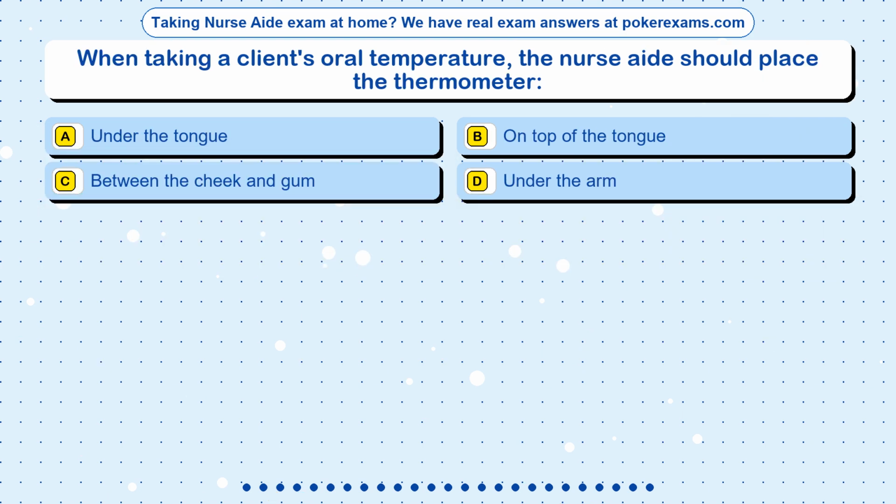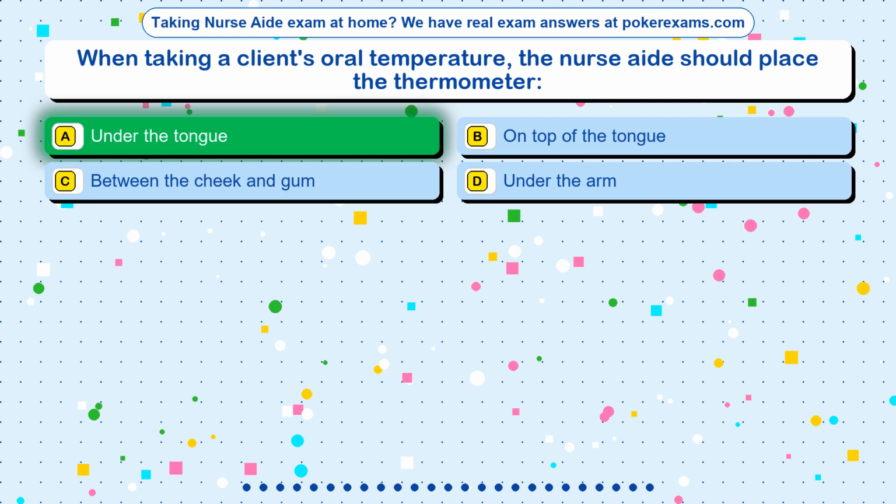Question 24. When taking a client's oral temperature, the nurse aide should place the thermometer: Option A, under the tongue. Option B, on top of the tongue. Option C, between the cheek and gum. Option D, under the arm.